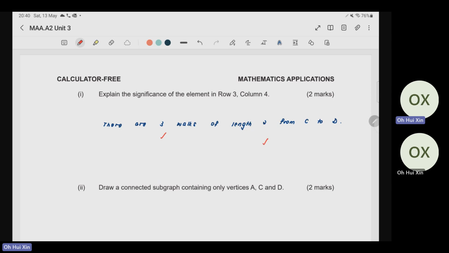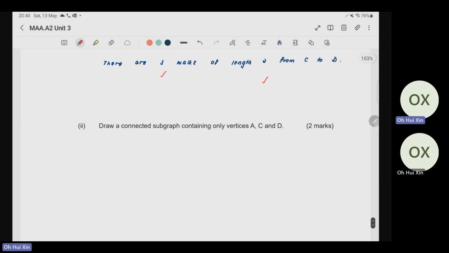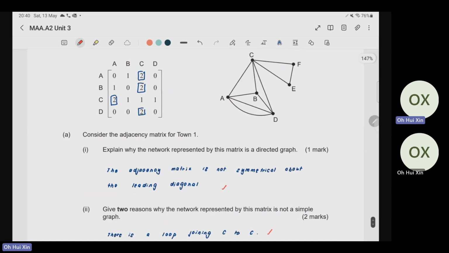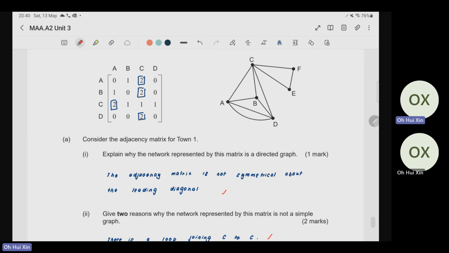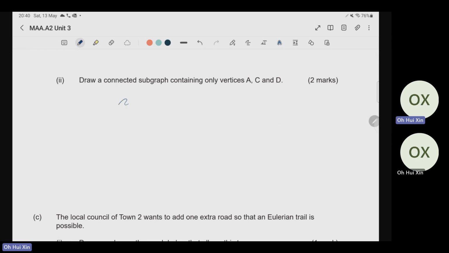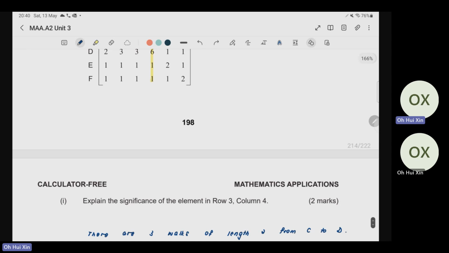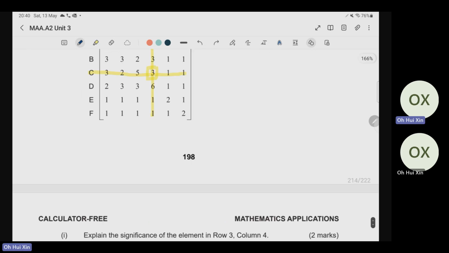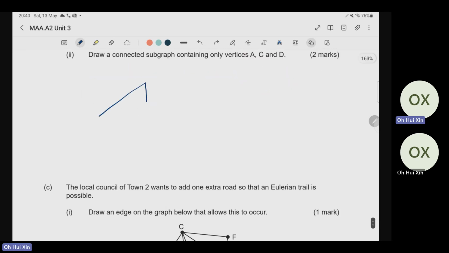you get 1 mark. So draw a connected subgraph containing only vertices A, C, and D. Okay, so for this question, you try to look at A, C, and D, meaning that you can either draw a triangle. Okay, you can have all the different answers here, not necessarily the same as mine. So make sure that every time when you are drawing your subgraph, you are still able to see the original shape, which means that you can see that ACD is like this. Then you don't change this to become A, this becomes C, this one is D.